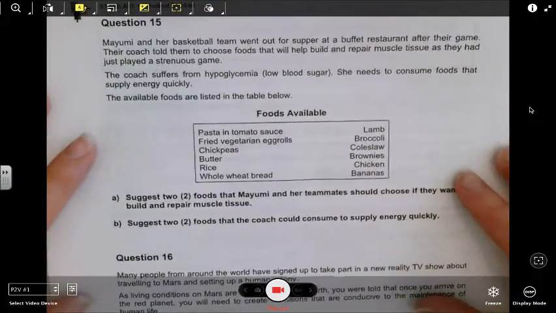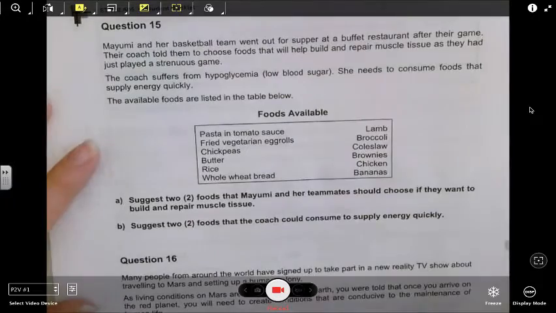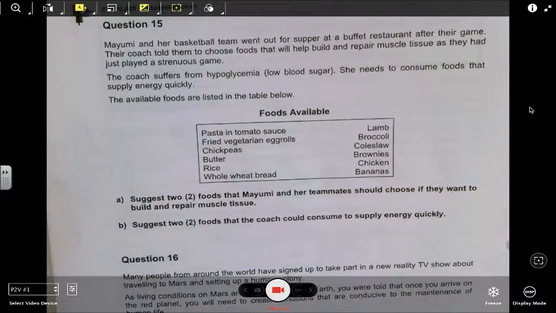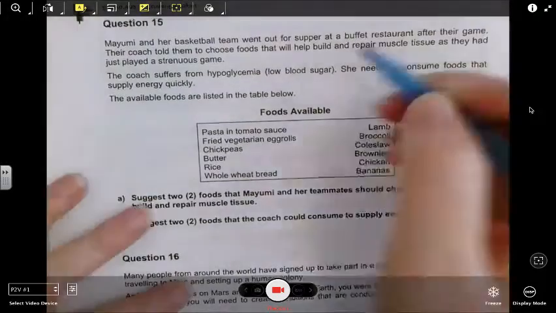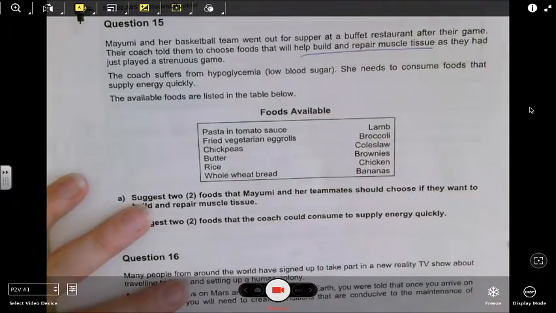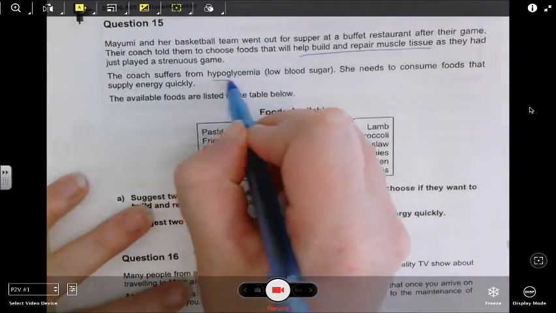All right, so this one, Mayumi and her basketball team went out for supper at a buffet restaurant after their game. Their coach told them to choose foods that will help build and repair muscle tissue, as they had just played a strenuous game. The coach suffers from hypoglycemia, low blood sugar. She needs to consume foods that supply energy quickly. The available foods are listed in the table below. And now we're going to be looking for two things. We're going to be looking for how to deal with the fact that they need to help build and repair muscle tissue. And we're also going to be dealing with this hypoglycemia here, so low blood sugar.